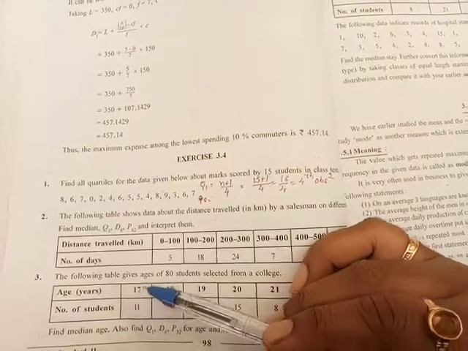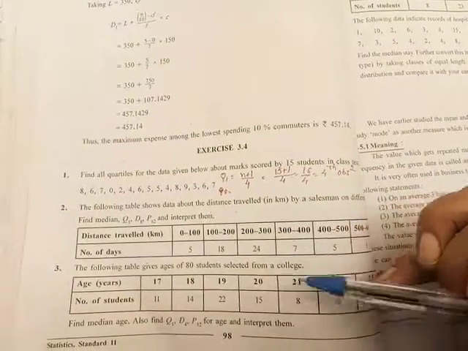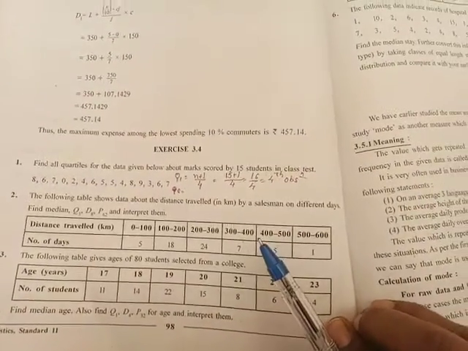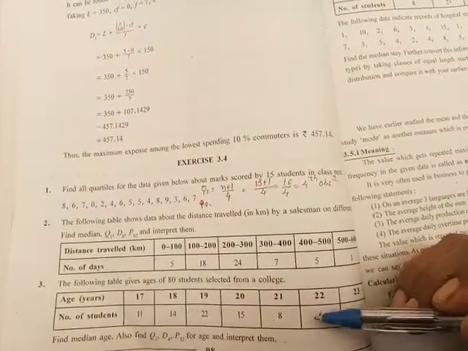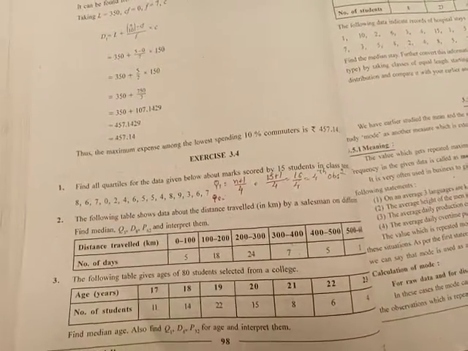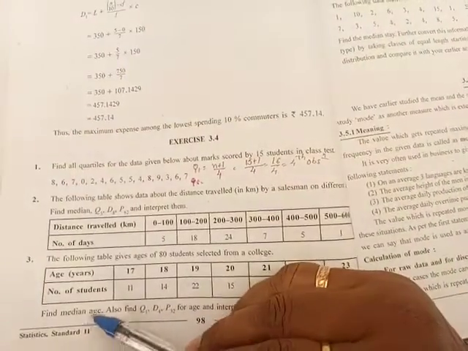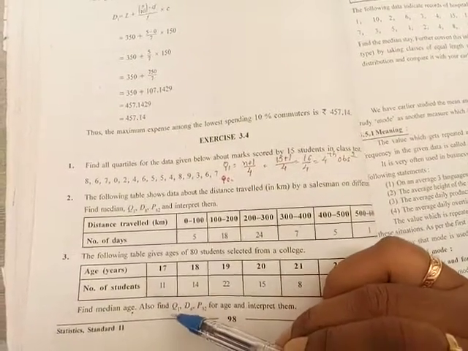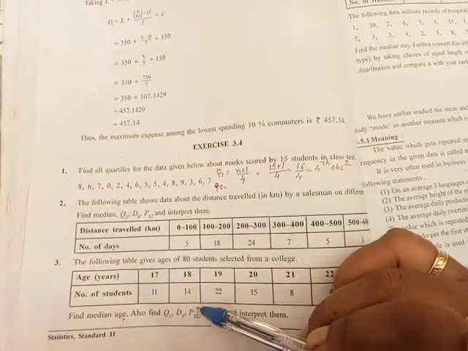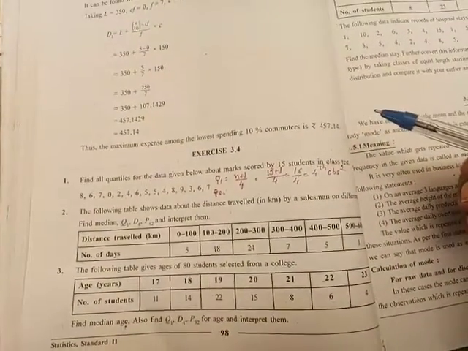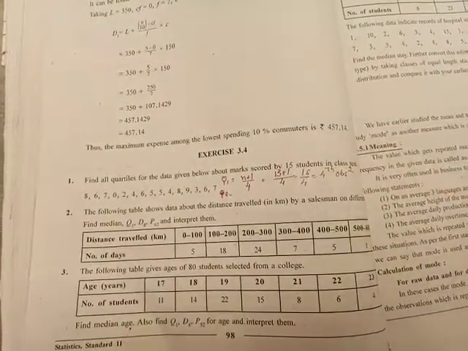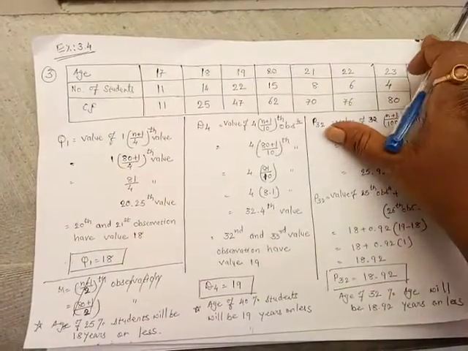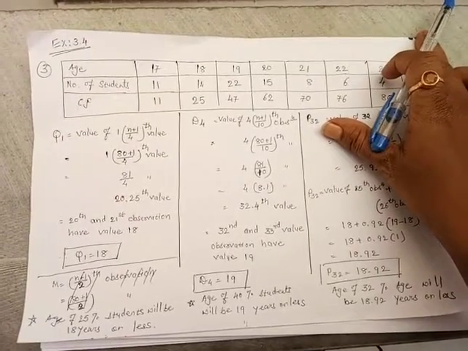The following table gives ages of 80 students selected from a college. So here n is equal to 80. The table of age and number of students is given, and below this, find the median age. That means the median is to be found. Also find quartile 1, decile 4 and percentile 32 for the age and interpret them. Okay, now let's see how to calculate quartile, decile, percentile and median for discrete series.